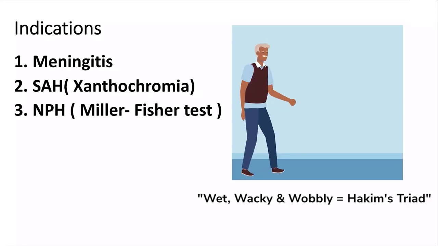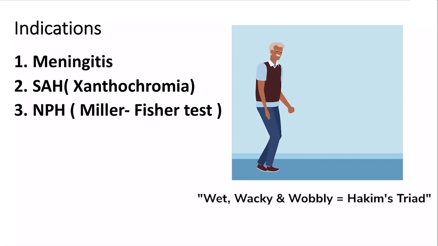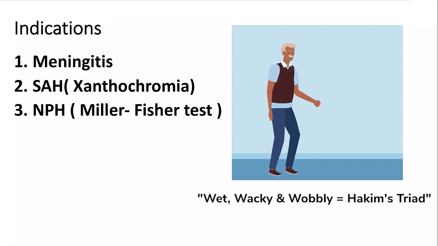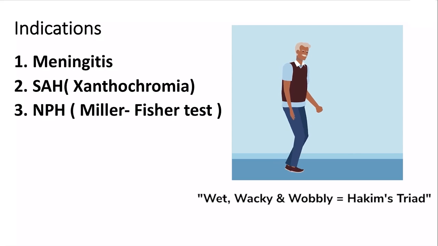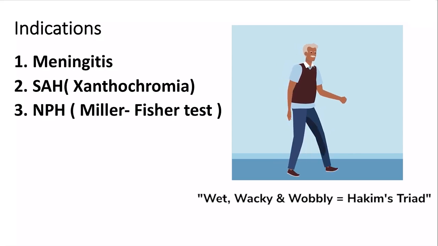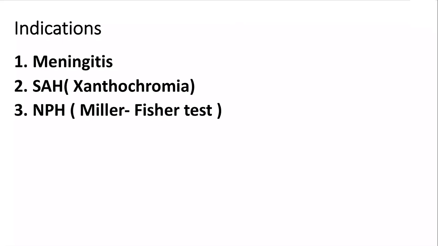The third scenario where you need to do a lumbar puncture is normal pressure hydrocephalus. Here you read about what is called Hakim's triad. Hakim's triad would be having dementia, ataxia and incontinence. We would be removing about 30 ml of CSF and you will notice that after removal there is a marked improvement in both the gait as well as the cognition ability of this patient.